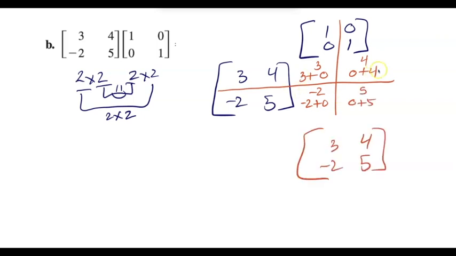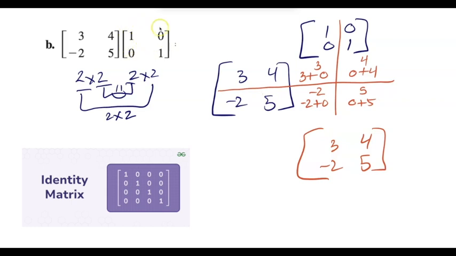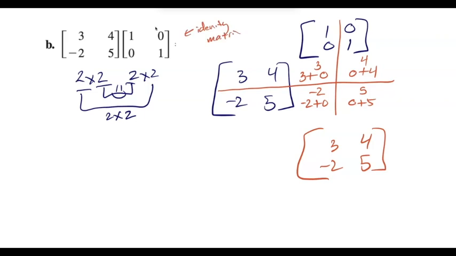That's a little bit of the shortcut. You're still doing the same thing, multiplying rows and columns, but this makes it a little cleaner, a little easier. If you notice we get the exact same answer that we started off with, that's because this is what's known as an identity matrix. We'll talk more about that in the future. It's like multiplying by 1. You should get the same thing back.